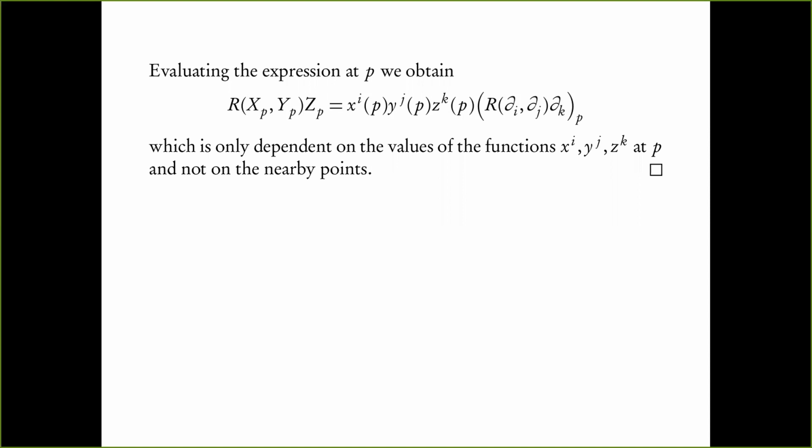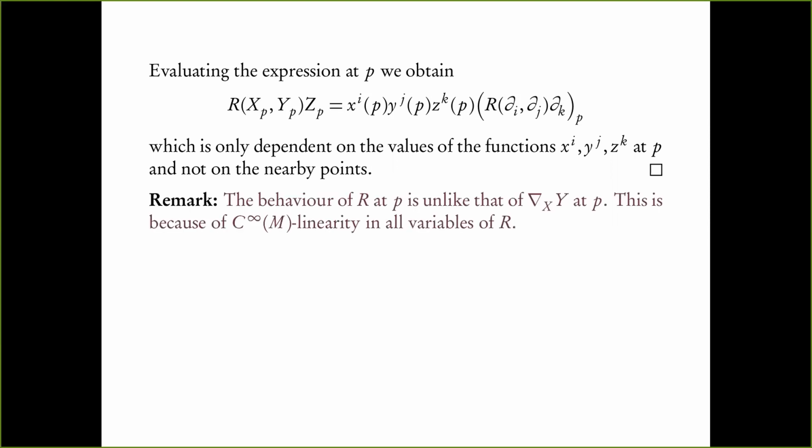But here it seems it doesn't depend on any extension. You just choose X_p, Y_p, Z_p, and no matter what extension you choose, you can define this curvature. So what's going on? So the remark, of course, is that this behavior of the Riemann curvature is very different from the connection nabla_X Y, and that is essentially because of the C infinity(M) linearity in all the variables of R, all three variables. For the connection, it is C infinity(M) linear in only one variable.